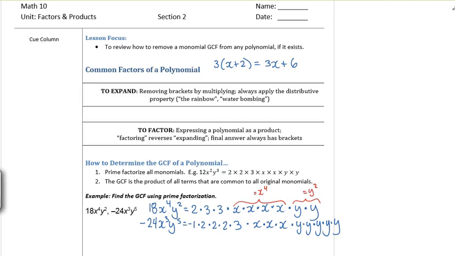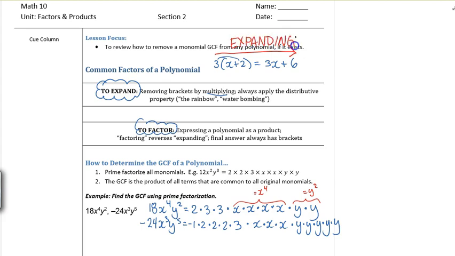Hello there. So today we are going to remove monomial GCFs from our polynomials. Before I start, I want to make sure that everybody knows the difference between expanding and factoring. It's actually quite simple. To expand means we multiply. So in the example that I have set up, we're going to multiply that 3 in. That is the process called expanding. So when I go from something with brackets to something without brackets, that is what is called expanding.